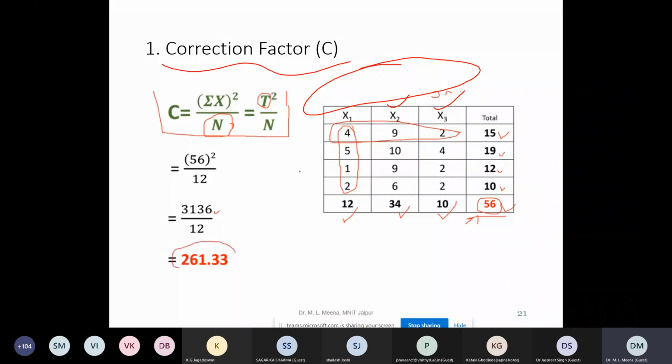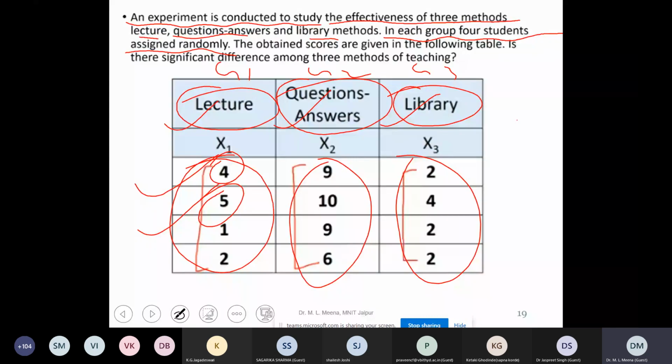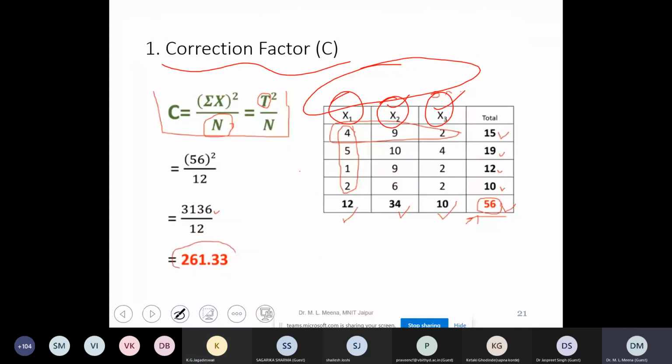So first of all, find out the correction factor C. According to our problem, we have three groups: group 1, group 2, group 3, and that means three teaching methods. First is the lecture teaching method, second is question answer, third is library. So find out the C first.